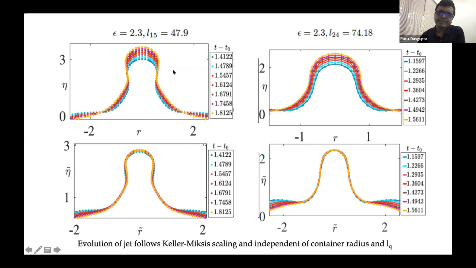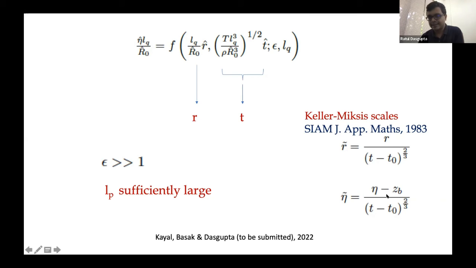And so we hypothesize that, if this is happening self-similarly, then if I scale the problem appropriately, so if I define an eta tilde, which is like that, and an r tilde, which is like that, then the resultant object does not depend on r, r tilde and t separately, but it depends on a combination of them. And this is indeed what happens.